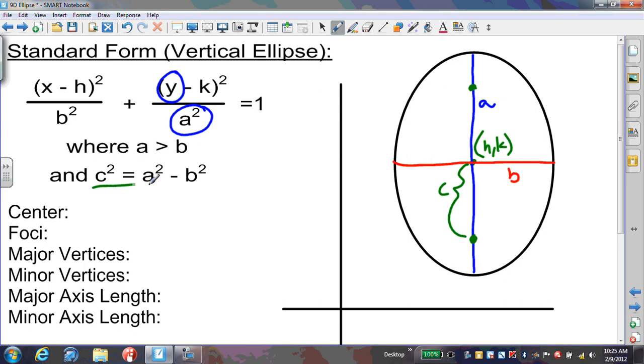Again, we use this right here. The center is h, k, and we can see everything here. I'm not going to go through and fill this all out again, but you can see it more graphically now, and that's what I want you to focus on. So let's go ahead and take a look at some examples.